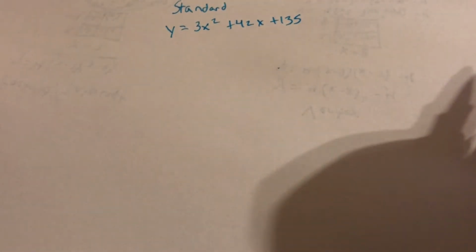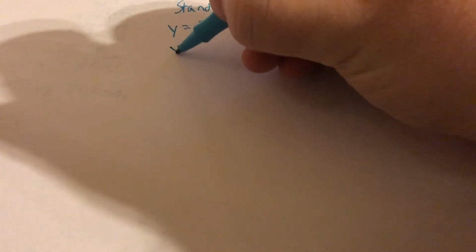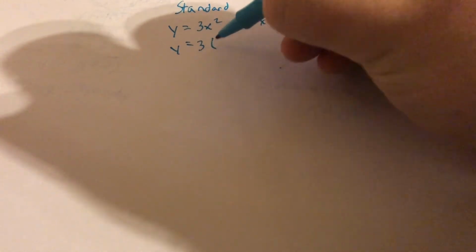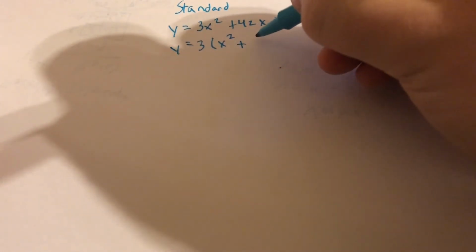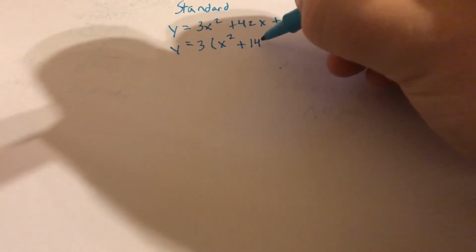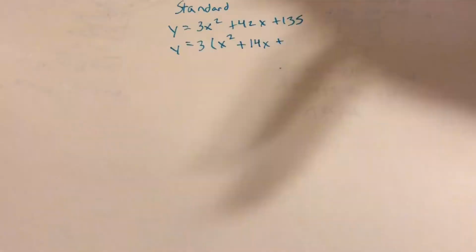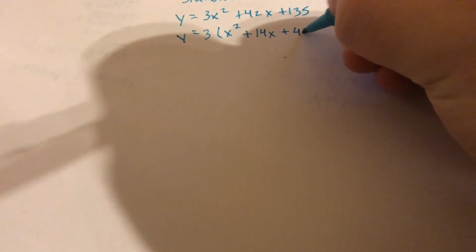Okay? Our first step when trying to convert to the different forms is to make sure you look for any kind of GCF here. I see that the GCF here is 3. I can factor out 3 to make it x squared plus 14x plus 45. Okay?